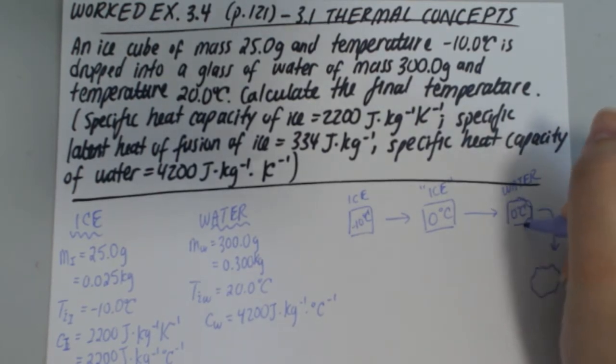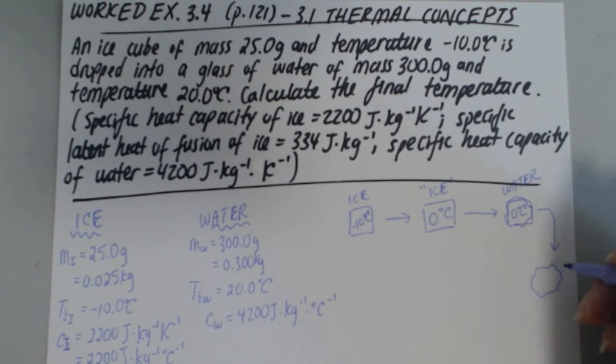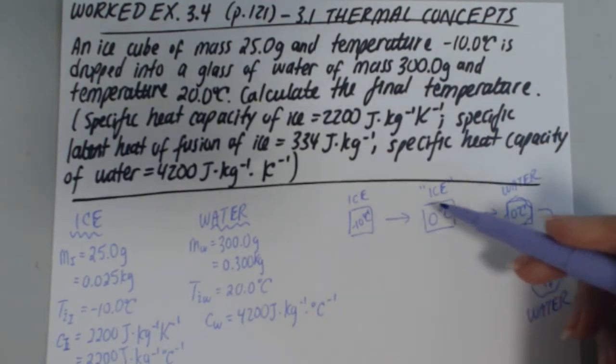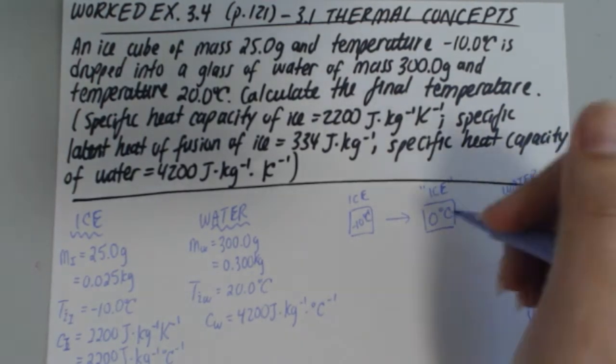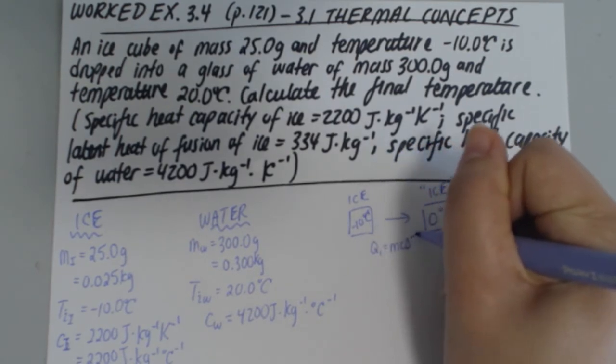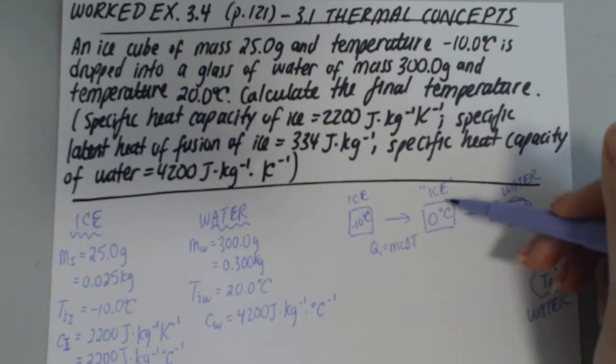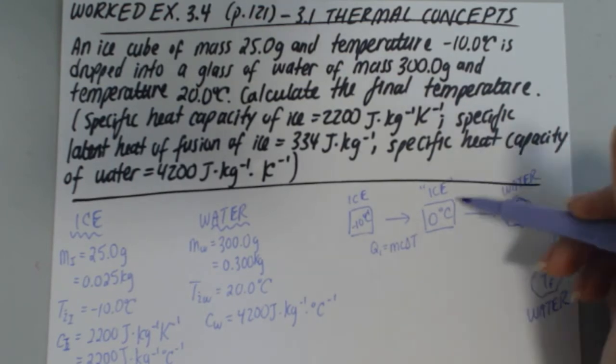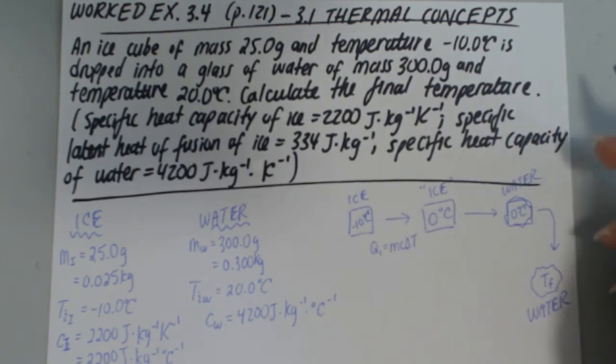So actually we won't put such a rigid box around it. The water will start heating up to some new final temperature, which is still water. By the way, this is the original piece of ice. It starts at minus 10, it increases temperature to 0, thereby gaining the heat energy Q1, which is Q equals MC delta T. Then when it has a phase change from ice to water, its temperature is constant at 0 degrees.